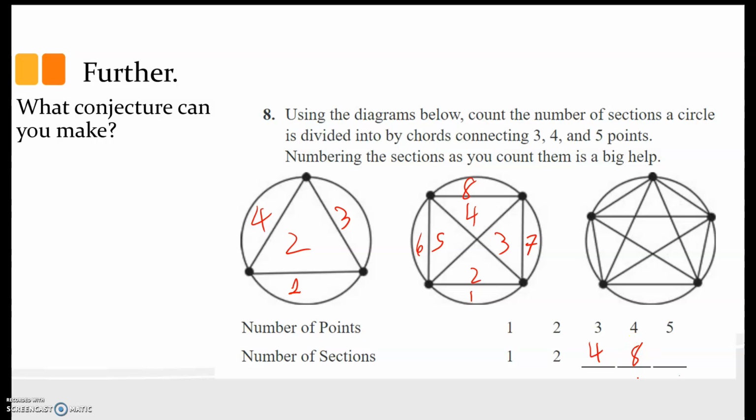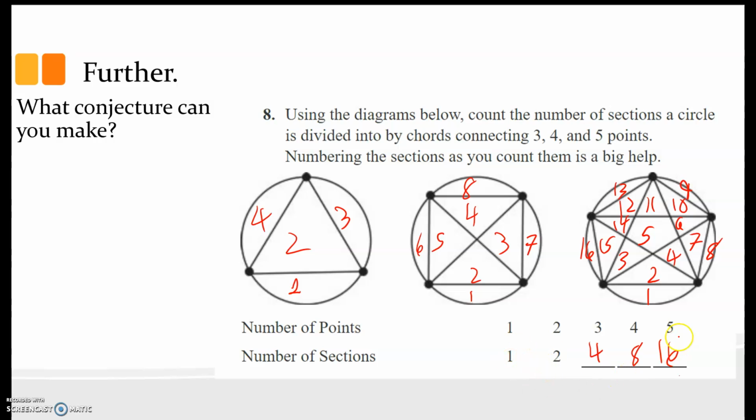And then we have 5, where we have 1, 2, 3, 4, 5, 6, 7, 8, 9, 10, 11, 12, 13, 14, 15, and 16. So here we have 16. So take a moment and think about what we can conclude the next one to be.